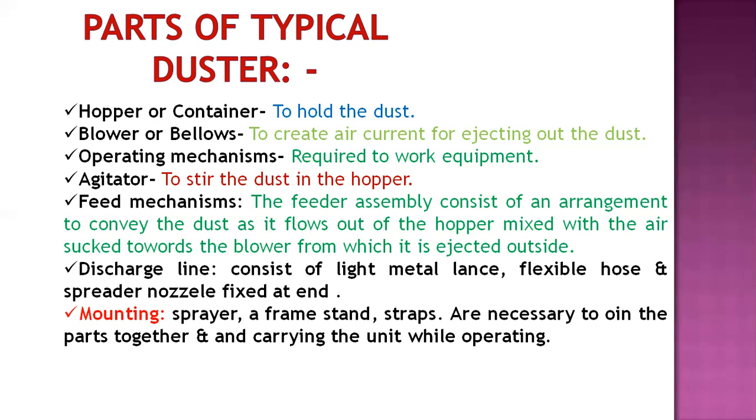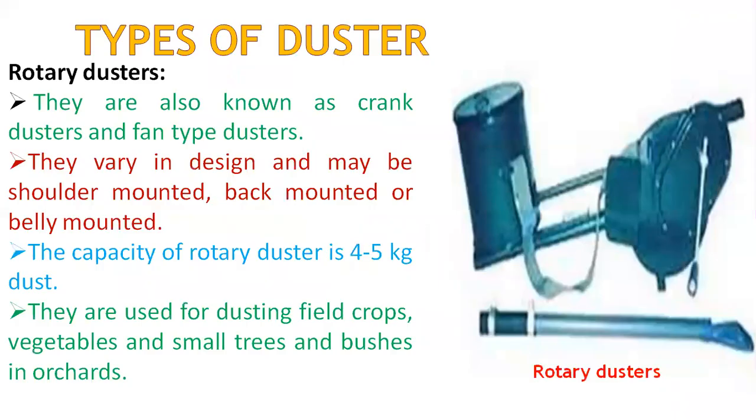Read all this. Okay, now what are the different types of duster? Let's see first the rotary duster. The rotary duster can also be called the crank duster or hand-type duster. They vary in design and may be shoulder mounted, back mounted, or belly mounted. The capacity of this rotary duster is 4 to 5 kg of dust, and it encloses the fan gear with the hand crank and the hopper holding the dust.